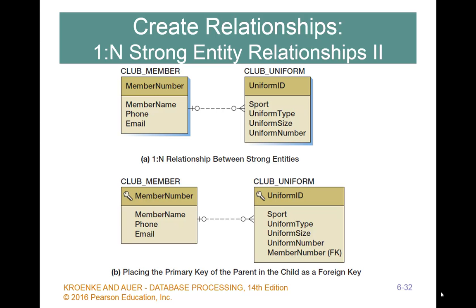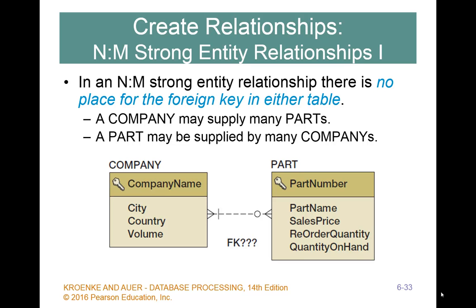Now, if we have a many-to-many strong entity relationship, this is where things get a little more complicated and we have a little bit more work to do. In a many-to-many strong entity relationship, there is no place for a foreign key. Because the simple fact is, in this example, a company can supply many parts, and a part can maybe be supplied by many companies, right? So there is no place to put a foreign key.